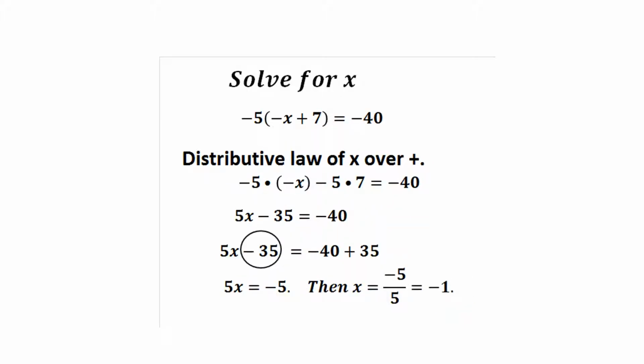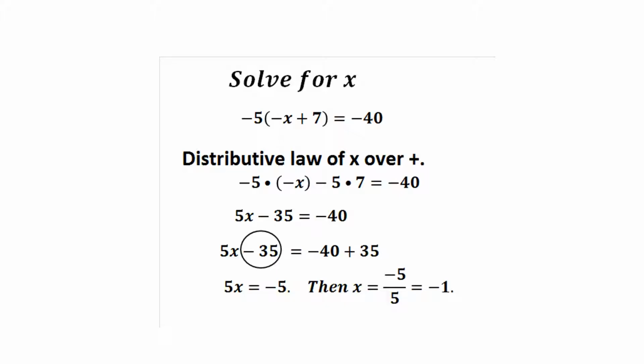Now we have negative 5 times negative x plus 7 equals negative 40. A lot of negatives. We're still going to use the distributive law of multiplication over addition. Our first step, it's negative 5 times a negative x, then it's negative 5 times 7 equals negative 40. Negative 5 times negative x, you can think of this as negative 1 times 5 times negative 1 times x. A negative 1 times negative 1 is a plus 1. And then we would have 5 times x. Then we have negative 5 times 7, that's negative 35, is negative 40.